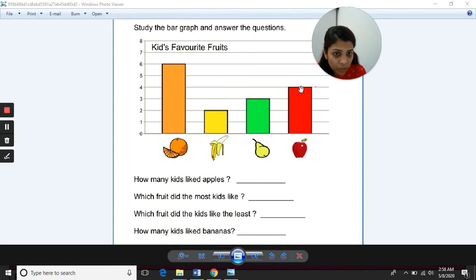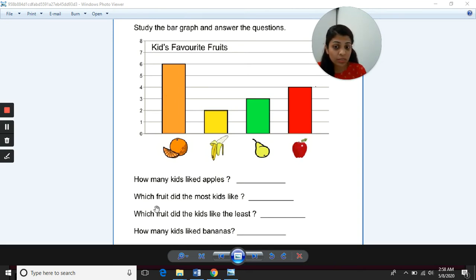I'm going to take my pointing finger and drag it till the horizontal line, and see where it stops. It stops at the number 4. That means there are 4 kids who like apples.